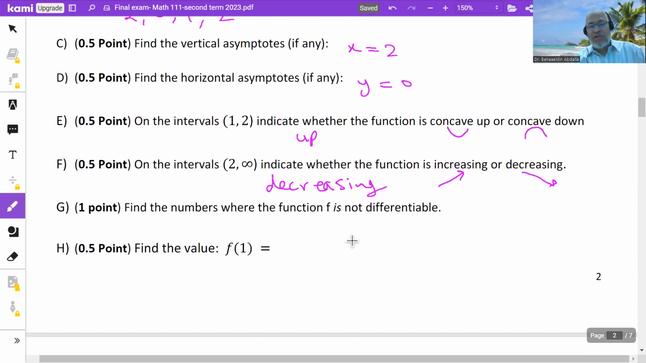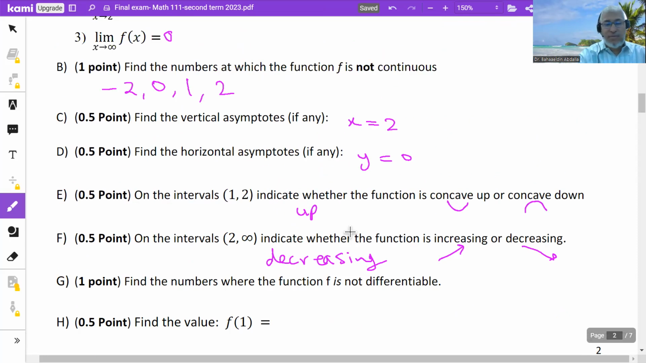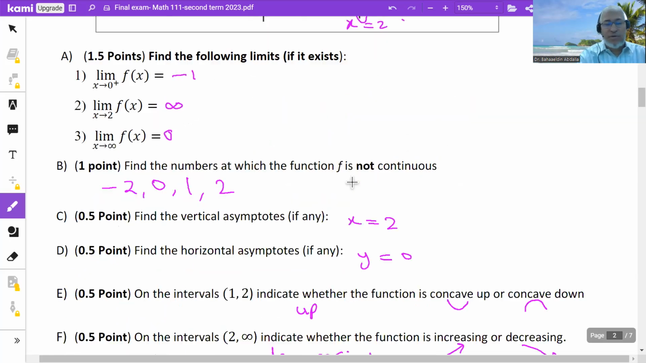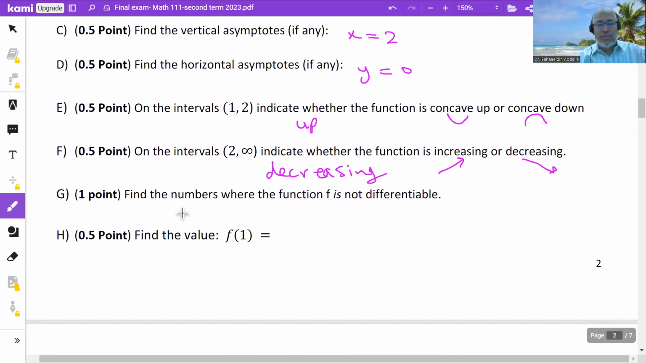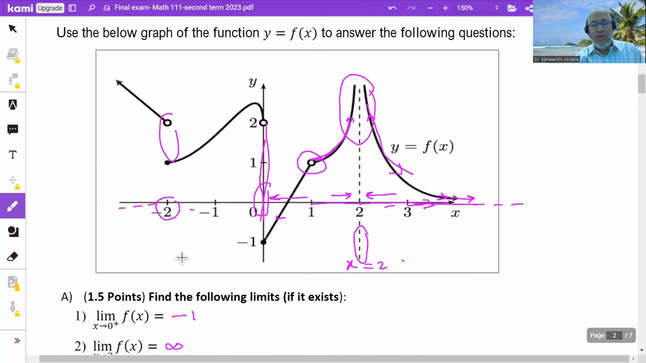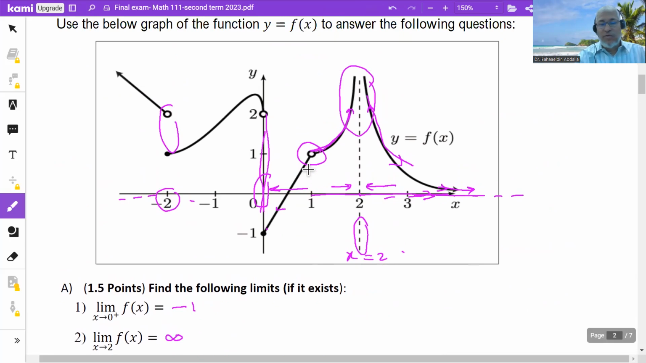Find the numbers where the function f is not differentiable. The function is not differentiable if it is not continuous. So it's not continuous at -2, 0, 1, and 2. It's not differentiable there. Find the value of f of 1. Well, this is 1. F of 1, there is a hole. So there is no f of 1.